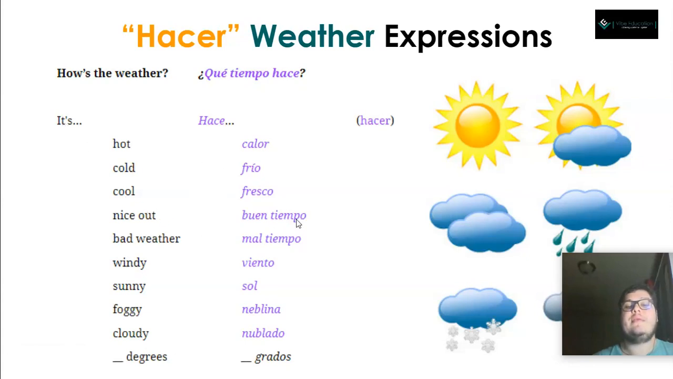It's nice out. Hace buen tiempo. It's bad weather. Hace mal tiempo. It's windy. Hace viento. It's sunny. Hace sol. It's foggy. Hace neblina. It's cloudy. Hace nublado. It's 30 degrees. Hace 30 grados.